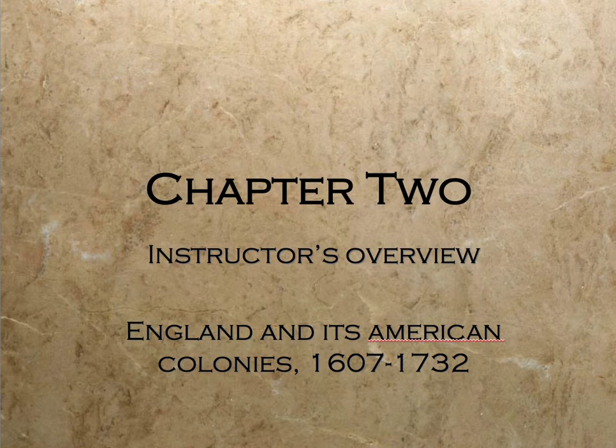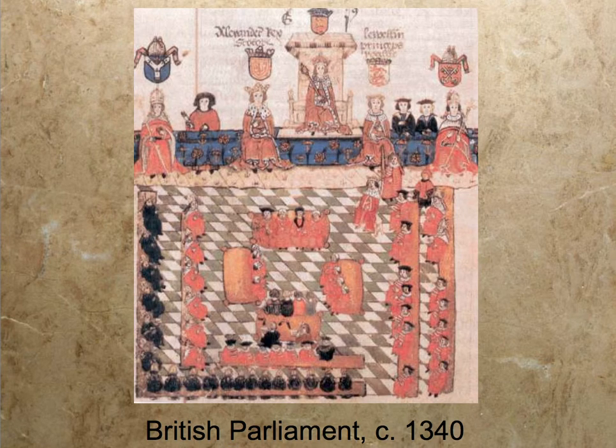This week you are reading Chapter 2 in the textbook, which deals with England and its American colonies in the 1600s and early 1700s. The chapter begins with giving some background about England. In particular, it discusses the British political system and how it was unique from other systems in Europe.